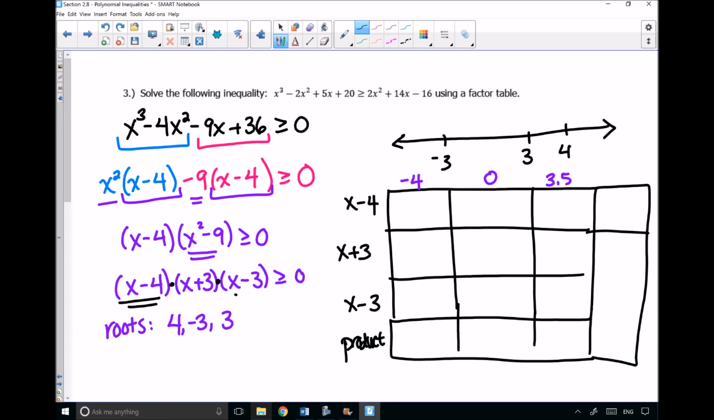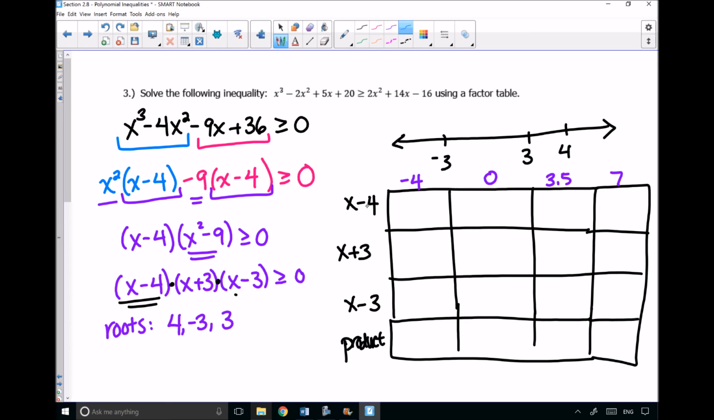We also want to test a value that's larger than 4 right here, because this is where 4 falls, so let's test, I don't know, 7. Okay, so again, just choose values that are within the range or the domain that we're looking at right here. So when I do this right here, what ends up happening?